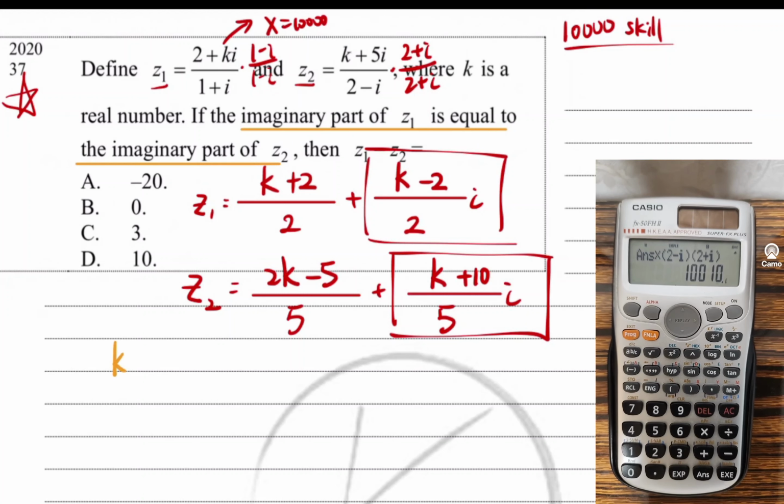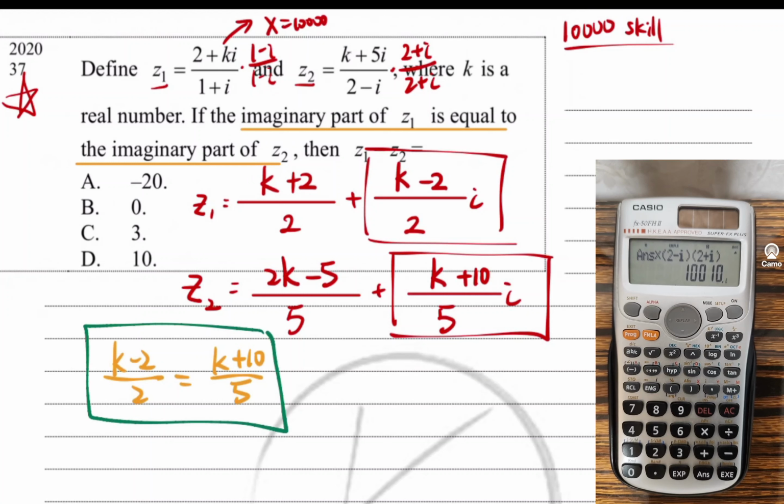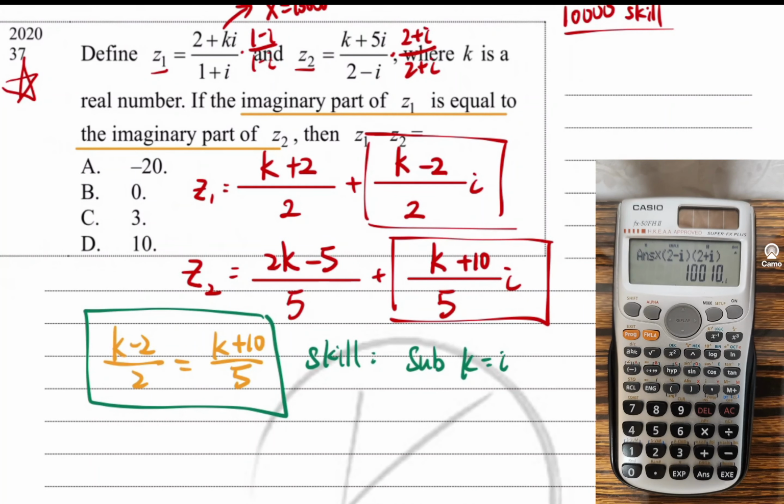So you will set up another equation: (k minus 2) over 2 equals (k plus 10) over 5. So you will set a linear equation to solve it. Then for this part, how can you calculate quickly using the skills here? Because k is linear with no square here, we can substitute k equals i. This one will be a little bit clumsy, but no worry. Just watch the video again and understand what I'm doing.